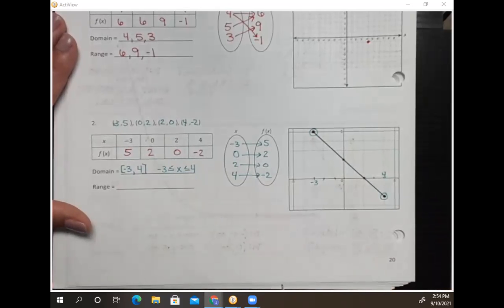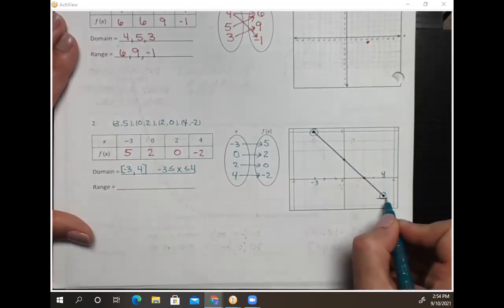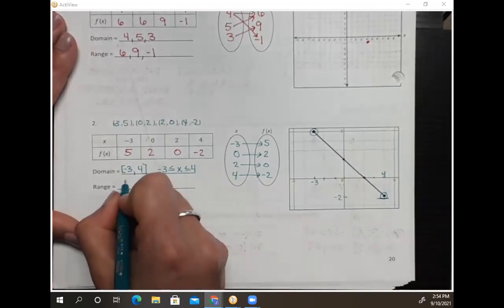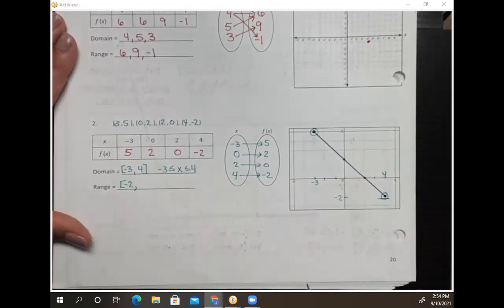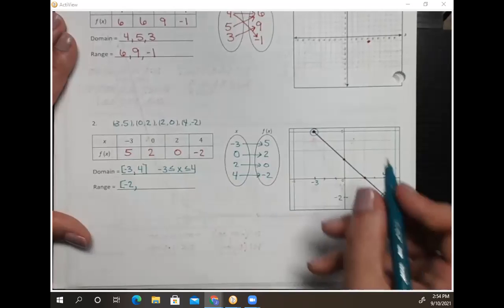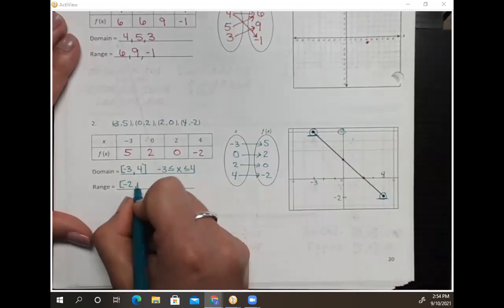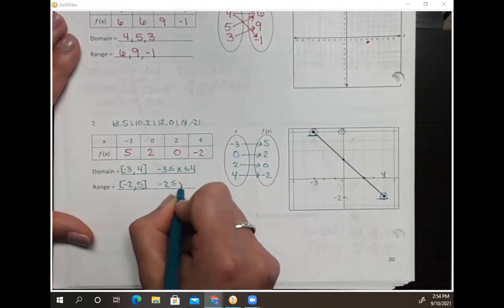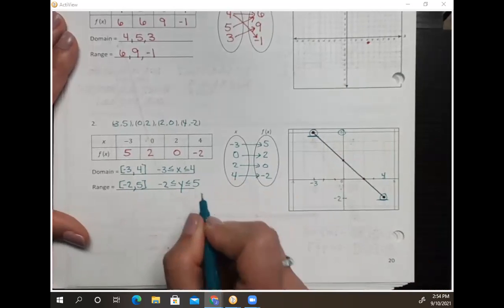And then for my range, I'm looking for those Y values. So I need to start with the lowest point on the graph. That would be this guy. And its Y value is -2. So my range starts at -2. And then I need the highest point on the graph. That would be this guy, and its Y value is 5. So from -2 to 5. And again, if you want the inequality notation, that looks like this.